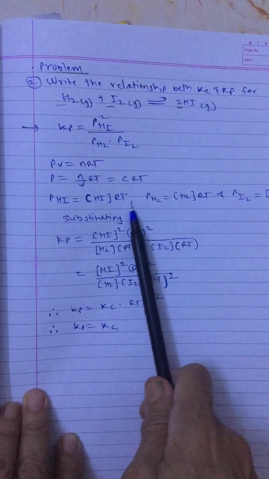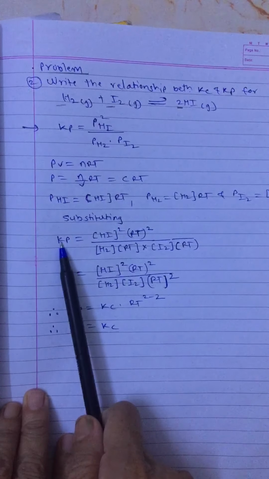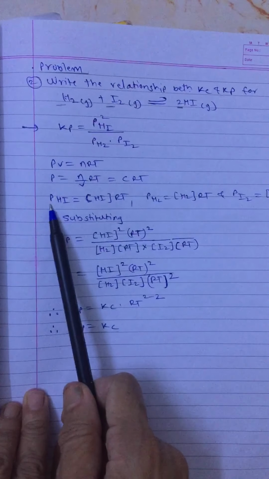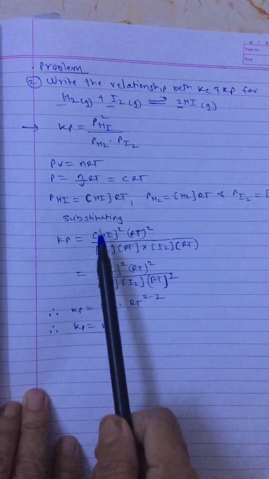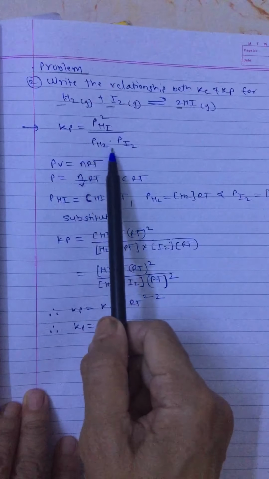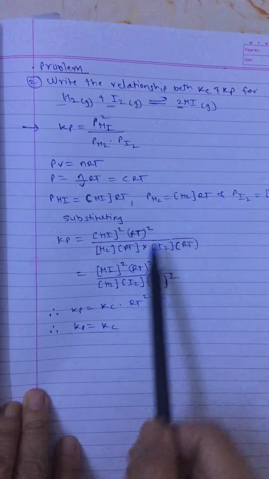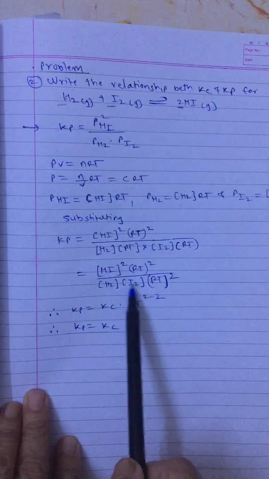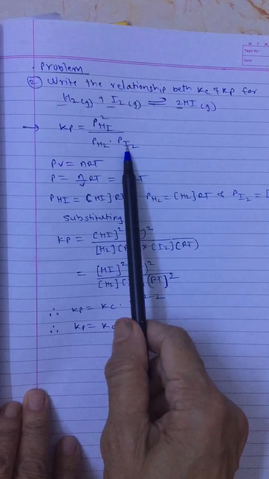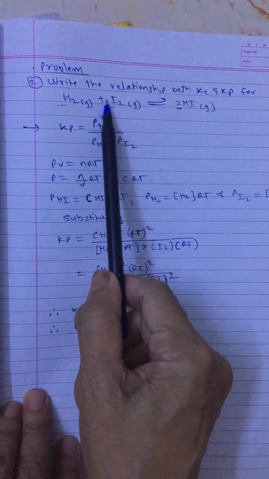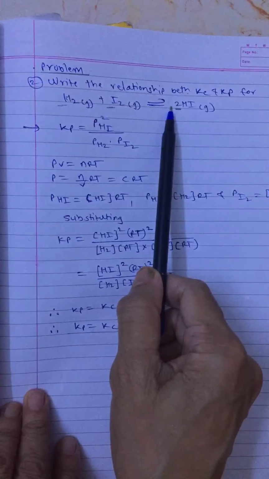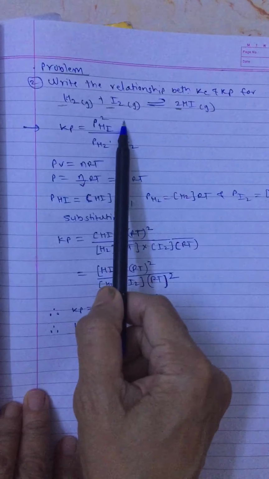So if you substitute all these in the Kp expression, what will you get? Kp is equal to partial pressure of HI raised to 2. What partial pressure for HI have we got here? HI into RT. So HI raised to 2 into RT raised to 2. Then partial pressure of H2, what is it? Concentration of H2 into RT, that you are going to substitute. And then partial pressure of I2. It is raised to 1 because the coefficients for H2 and I2 are 1 in the balanced chemical equation. For HI the coefficient is 2 and therefore it is raised to 2.